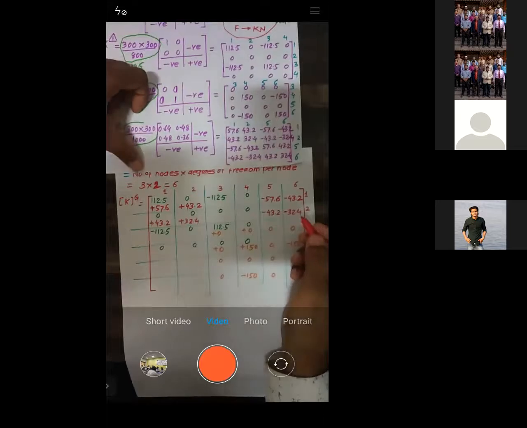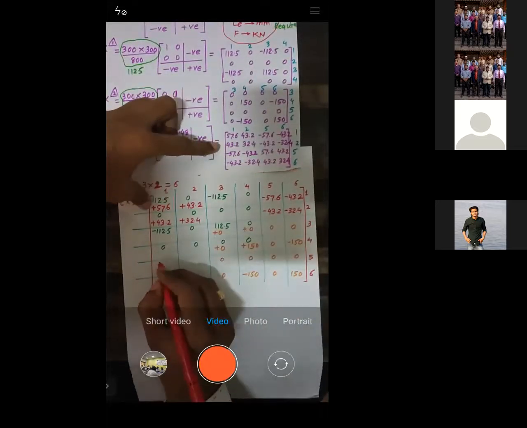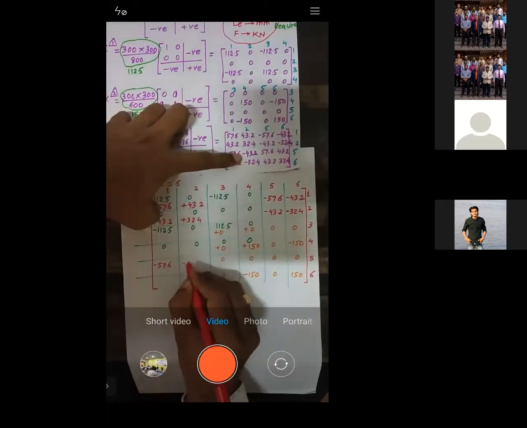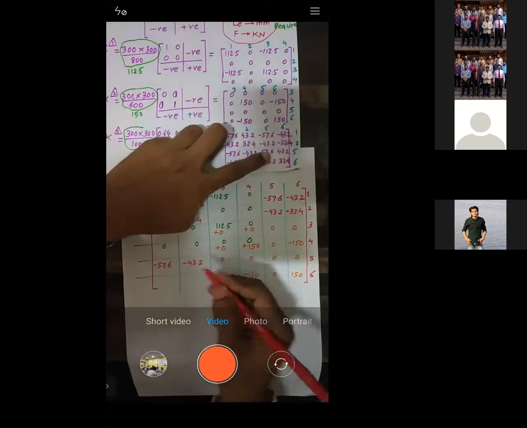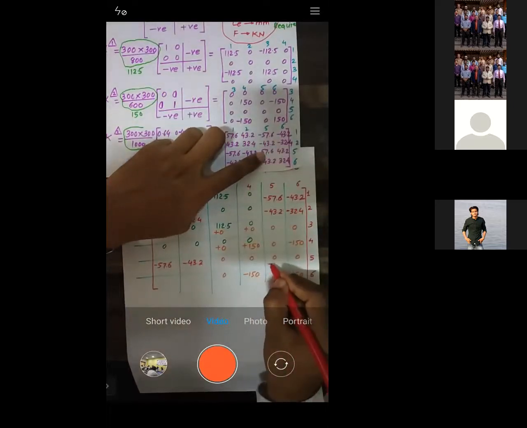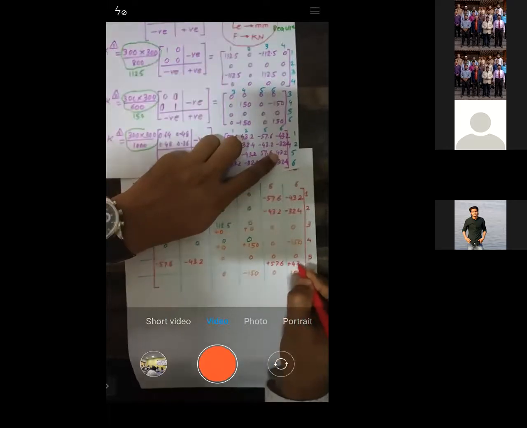Right. Next, fifth row, first column. Okay, here it is minus 57.6. Fifth row, second column, minus 43.2. You can check it. Next, fifth row, fifth column, so it is plus 57.6. Fifth row, sixth column, plus 43.2.